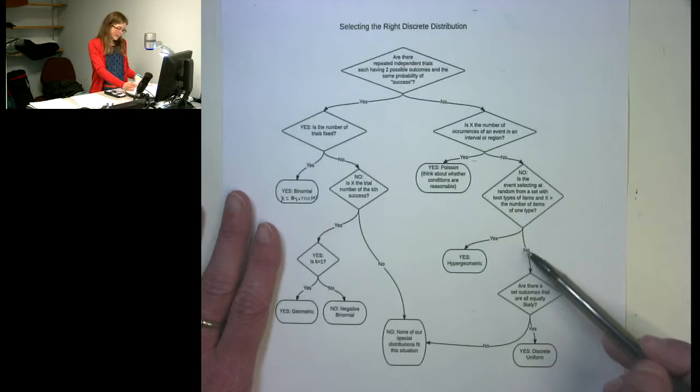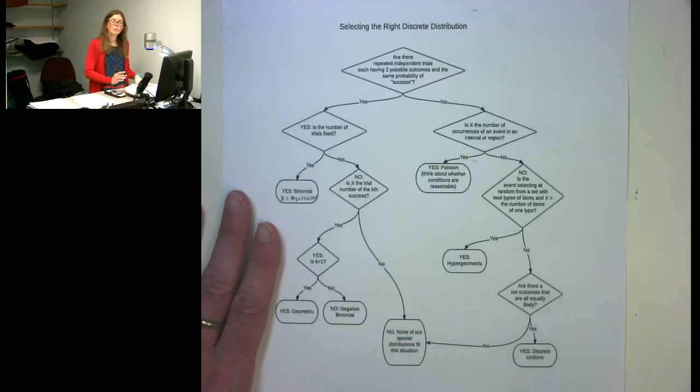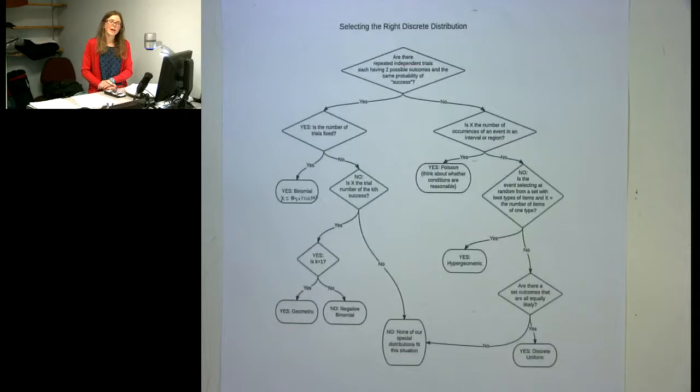If I have a situation where I don't have 2 types, the only other sort of distribution we might have is a discrete uniform distribution for one of our special distributions, and that would occur when I have a fixed number of possible outcomes, all of which are equally likely. For instance, when I roll a die and I'm looking at the numbers that might land facing up, and each one is equally likely. So that would be the other possible special distribution of the discrete ones that we have.